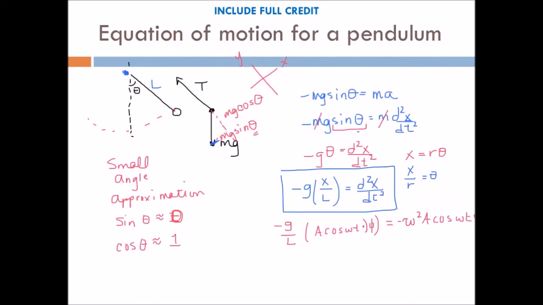Again, the A cosine omega t's will cross out. And what we are left with, though, is negative g over L is equal to negative omega squared. Again, here the negatives will cancel out, and we're left with omega equal to the square root of g over L.